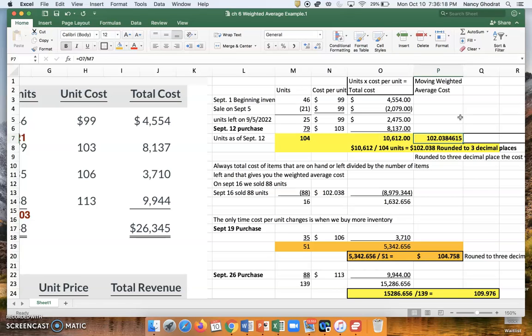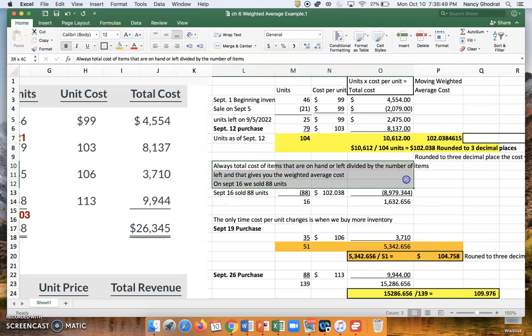Now look at your homework and see if they want you to round it to 3 decimals, to 2 decimals, or round numbers, 0 decimals. Then you do your rounding. In this problem, I rounded to 3 decimal places. So our new weighted average cost as of September 12th is 102.038. So remember, always the total cost of the items on hand, what is left, divided by the number of items that are left, gives you the weighted average cost.